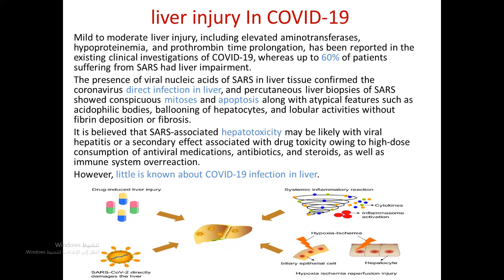The presence of viral nucleic acid of SARS in liver tissue confirmed the coronavirus direct infection in the liver, and percutaneous liver biopsies of SARS coronavirus show conspicuous mitosis and apoptosis along with atypical features such as acidophilic bodies, ballooning of hepatocyte, and lobular activities without fibrin deposition or fibrosis.